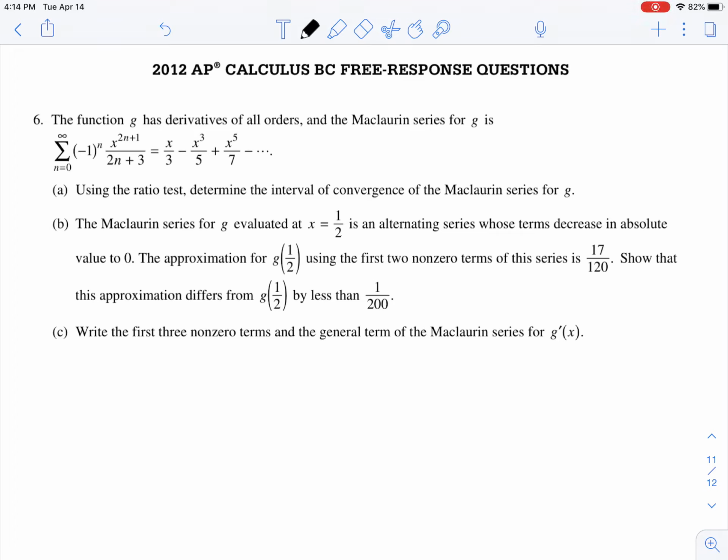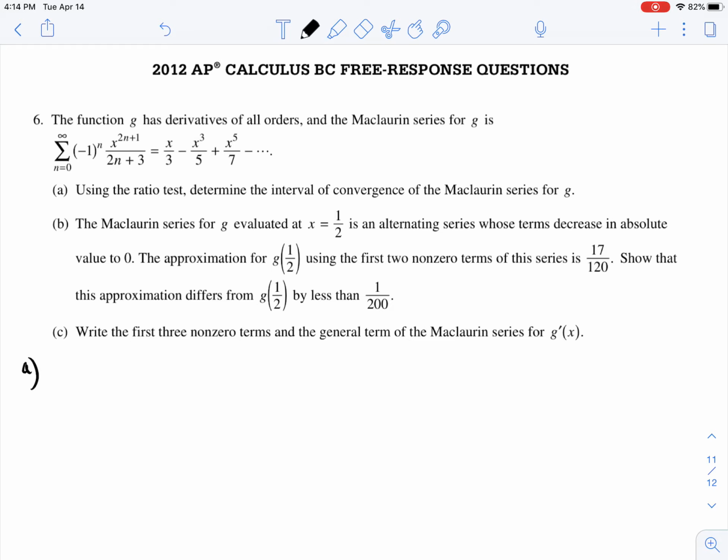So the 2012 FRQ problem number 6 covers material that is the most recent, so it should be the freshest in our minds. I'll just insert an awkward pause there. But the first thing we need to do here is recognize that we're given a Maclaurin series for some function g, and the first thing that they ask us to do is to use the ratio test to determine the interval of convergence, which is a good thing because that's exactly the test that we should be using.